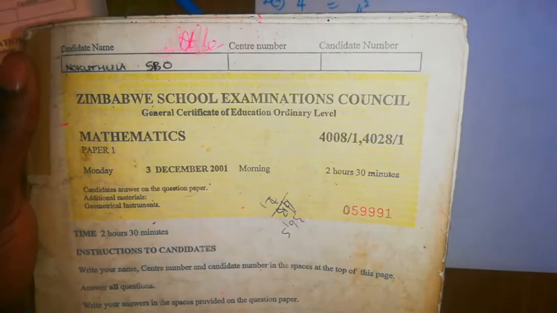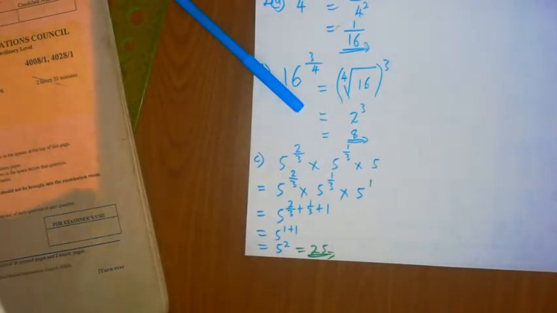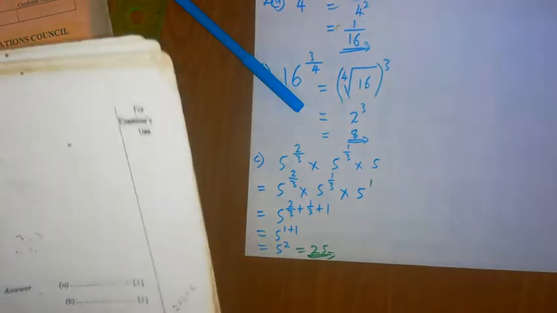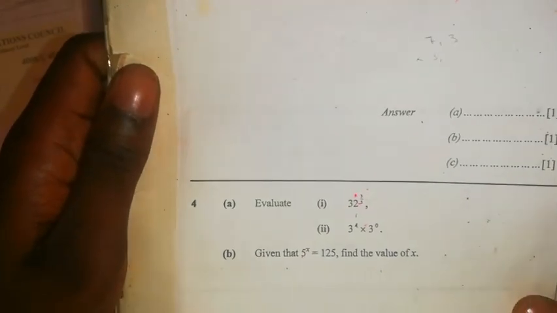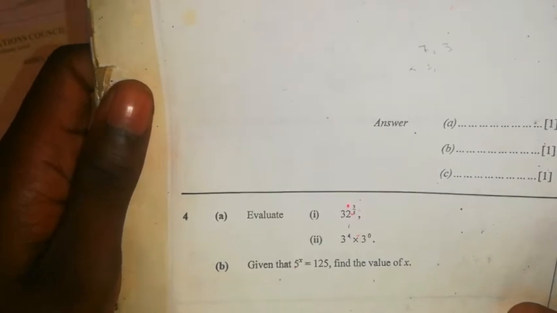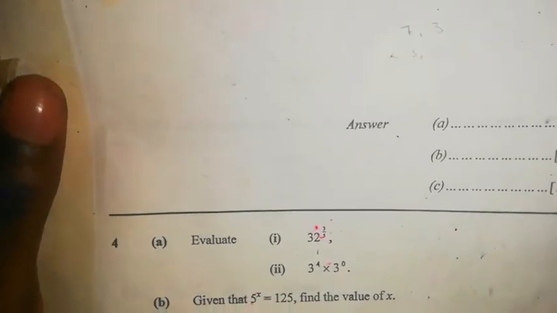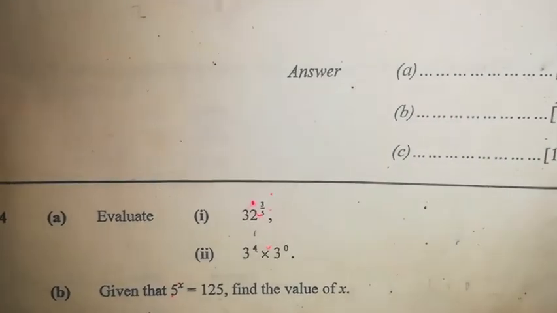Here I've got November 2001. Let's try to evaluate this following question from November 2001. There is our number 4. We want to do the whole of number 4a. Item 1 is 32 to the power of 3/5. Then item 2 is 3 to the power 4 times 3 to the power of 0.